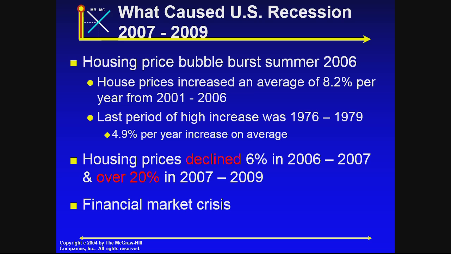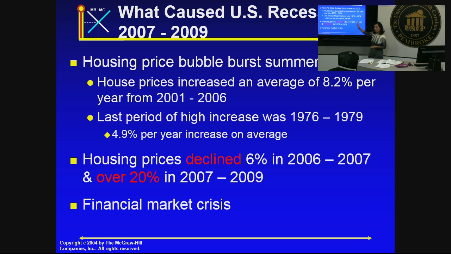So after the recession hit, the Great Recession happened around 2007. It kept going up 8.2%, and then suddenly it dropped between the first year, 2006 to 2007, by 6%, and then look what happened. Between 2007 and 2009, it dropped by 20%, which is very, very significant. So then the economy plunged into a financial market crisis.